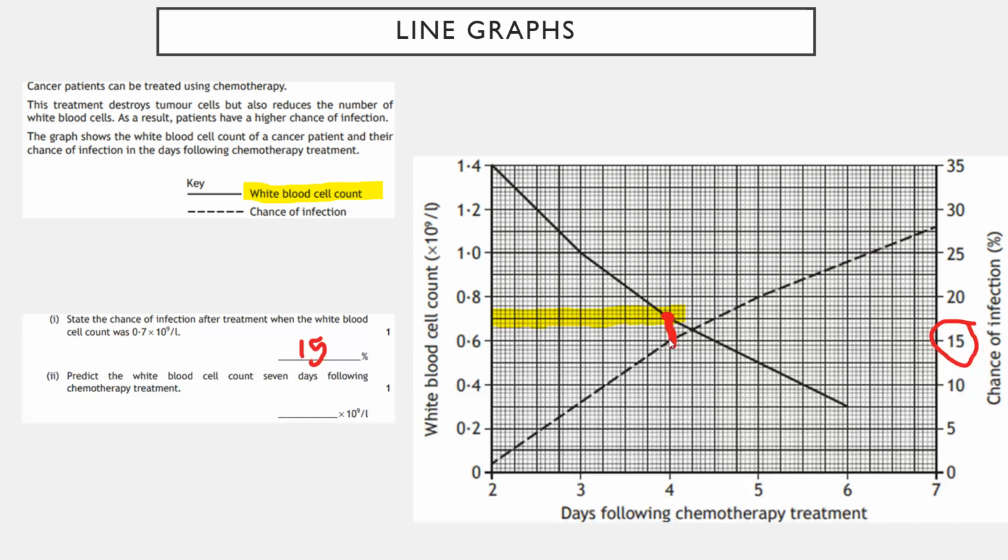You may also be asked to do a prediction question using a graph. So predict the white blood cell count 7 days following chemotherapy. You see the line stops at day 6. So to find what it should be at day 7, you get your ruler, align it with the white blood cell count, and continue that line along its current trajectory, which shows you at day 7 the white blood cell count would be at 0.1.